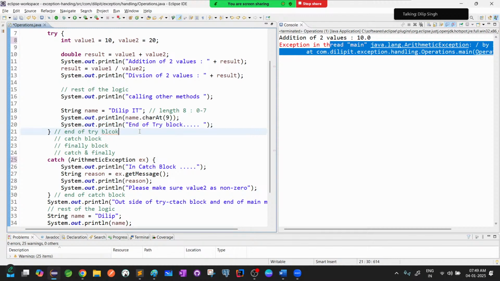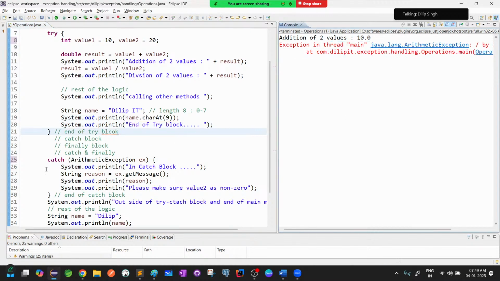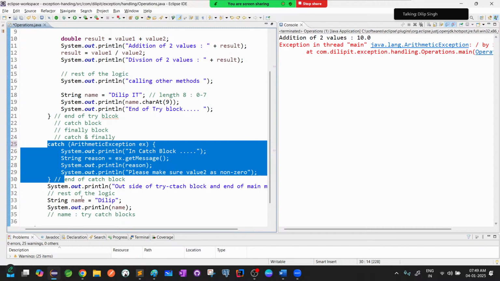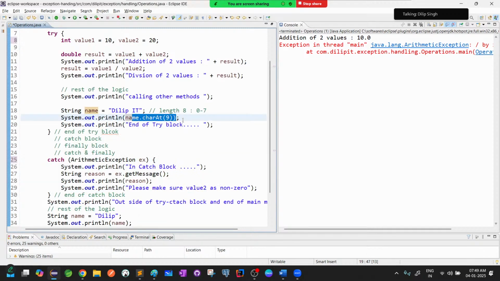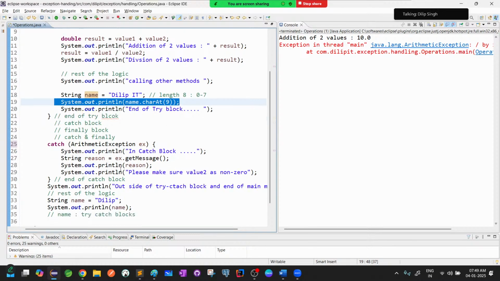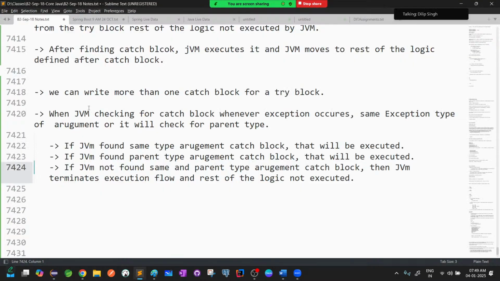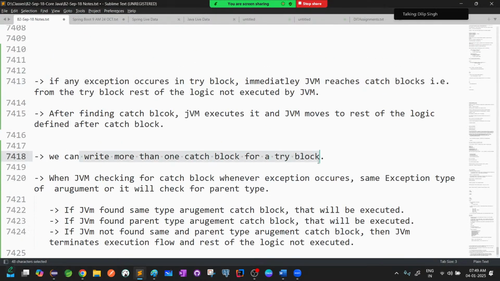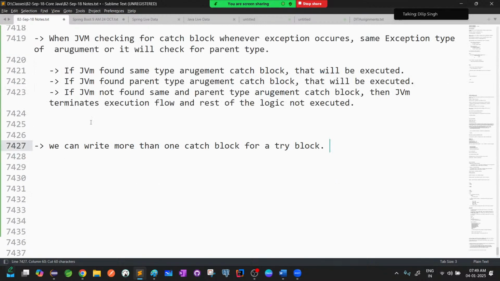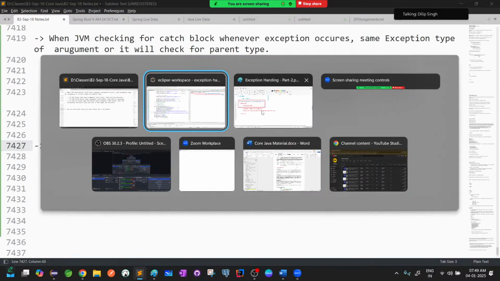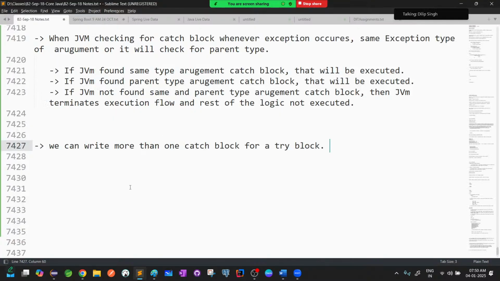So based on my point, right now I got an arithmetic exception. Yes, my logic is having an arithmetic exception. But if at any point of time I get an index out of bounds exception, then what do I have to do? Java allows us to write more than one catch block for a try block. So let's follow this rule and implement it. A try block may have more than one catch block.